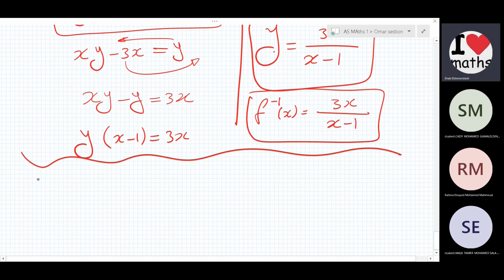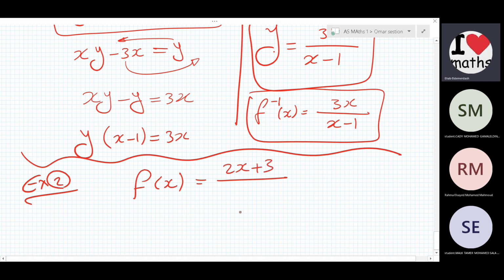Okay, let's go for another example. Example 2. Come on, guys, if f of x is equal to 2x plus 3 over 5 minus x, find the inverse. Come on, try to do it.